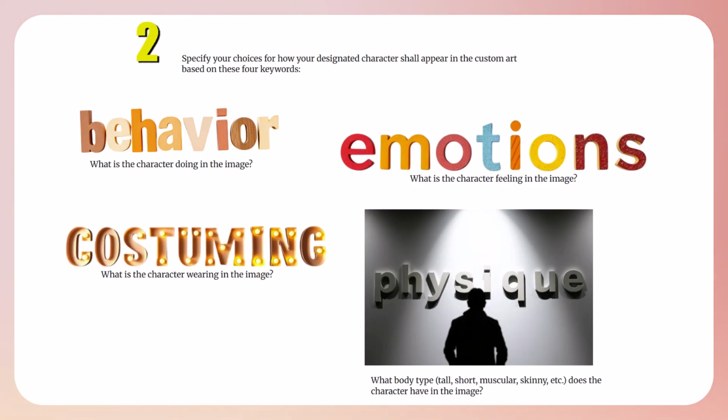What is the character doing in the image? What is the character feeling in the image? What is the character wearing in the image? And what body type does the character have in the image? These are not necessarily in any order of importance.